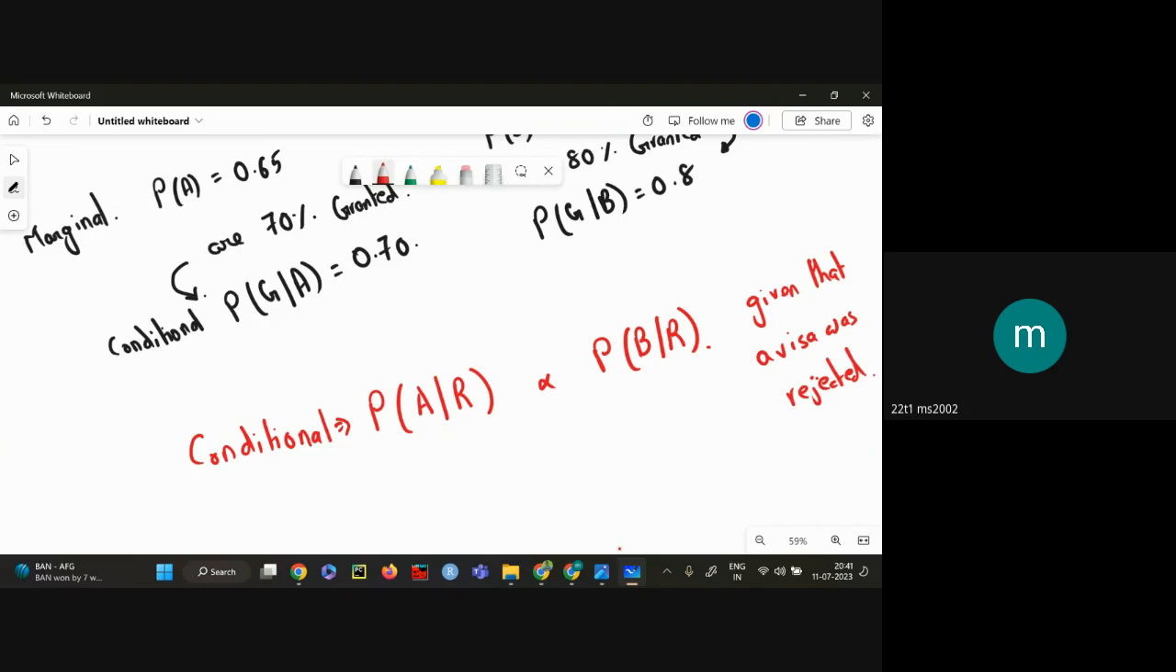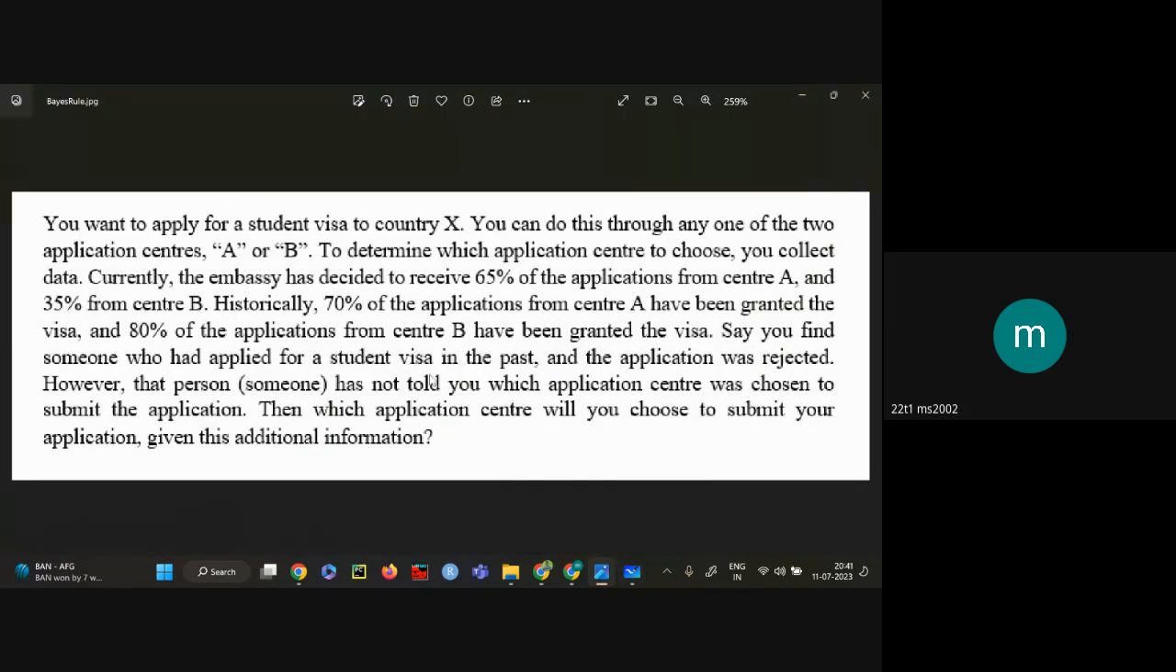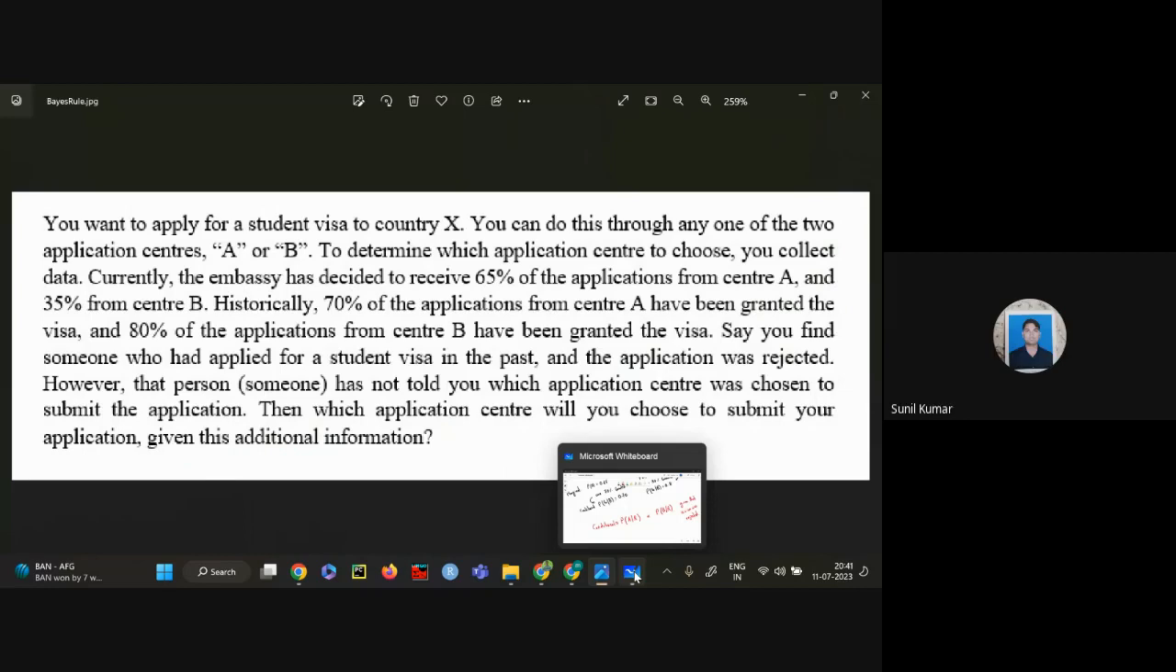Yeah. So instead of rejection, can we look for the acceptance? How can you look? I've not told you whether it was accepted. No, the new information that is given is for rejected. Okay, so we must compute only for rejected. Okay, good.